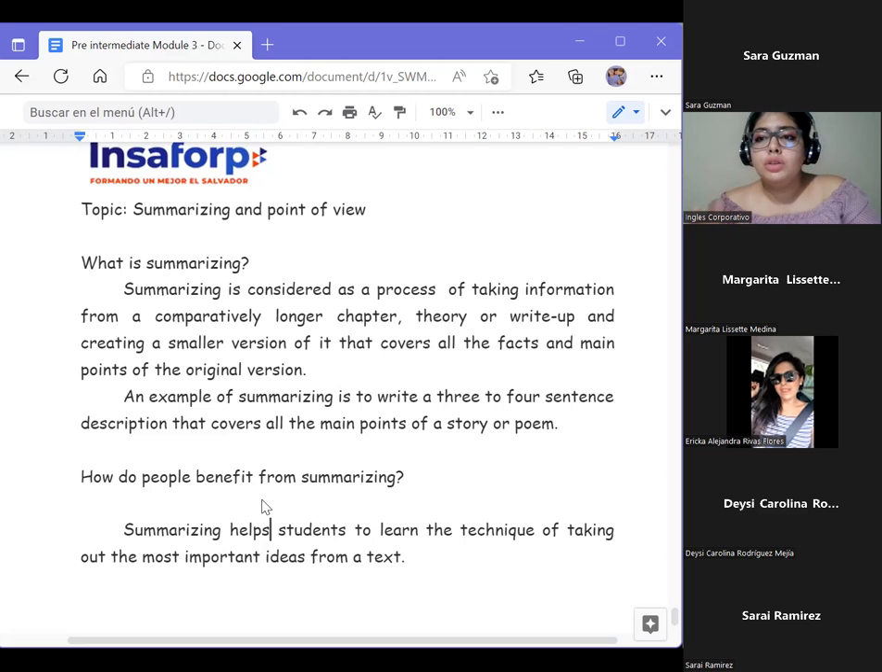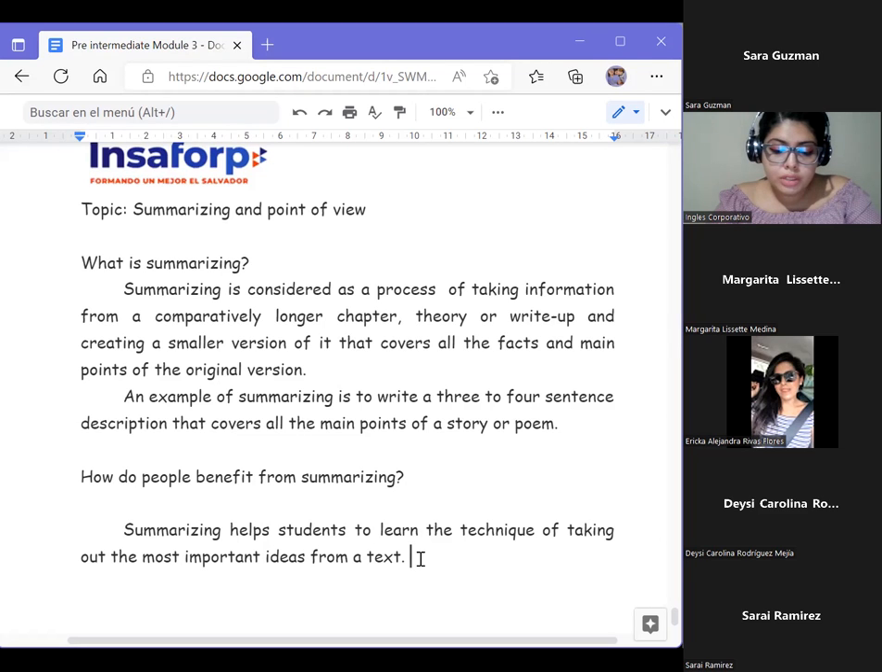But we need to know what are the benefits of drinking coffee. We need to know what is the price. We need to know in which places we have the best coffee and all of the things. So in that case, we are just going to read the most important things, and we are going to take out that information that we are going to need.